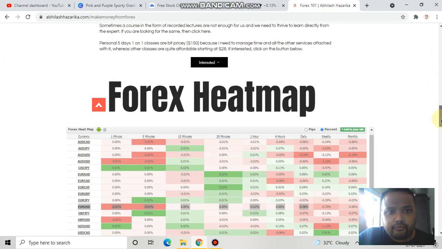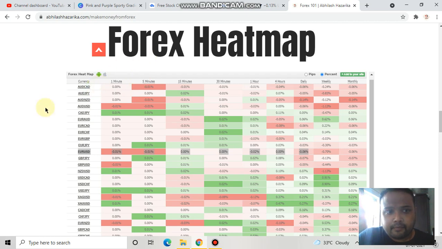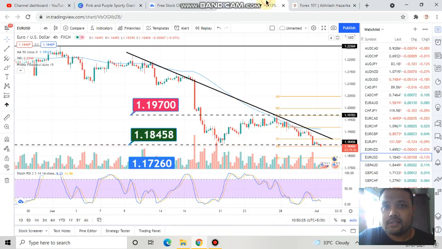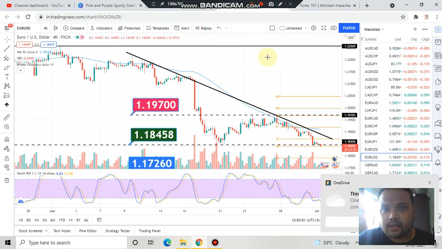And if we go to the Forex heat map, then you can clearly see that there is not much movement in the market. See, in the 50-minute chart 0.00%, in the 30-minute chart also 0.00, in the 1 hour chart 0.02, 4 hours chart 0.00. So there is not much movement also in the market.